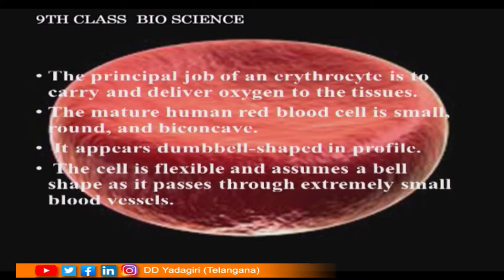As we all know, we have arteries and veins. They have so many tiny branches. Those branches are called capillaries. So these red blood cells can move through the narrow capillaries also and reach each and every cell present in our body.